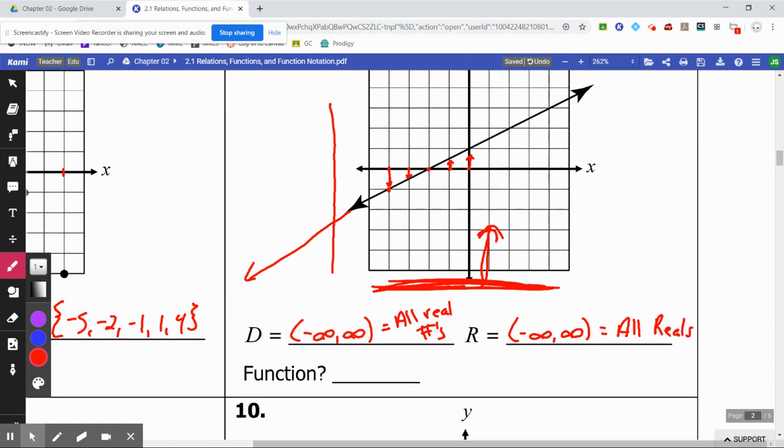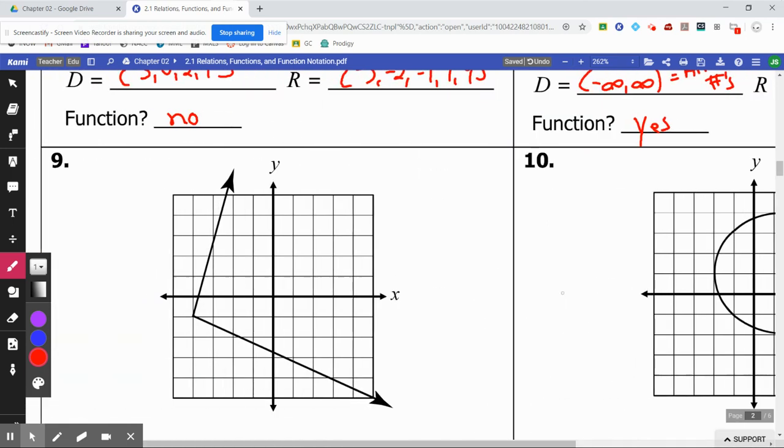Is it a function? Okay, with a function on a graph, it's super easy. Just draw a bunch of vertical lines. If you can ever hit 2 points, then it is not a function. So therefore, yes, this is going to be a function. Actually, all lines except for vertical lines are functions.